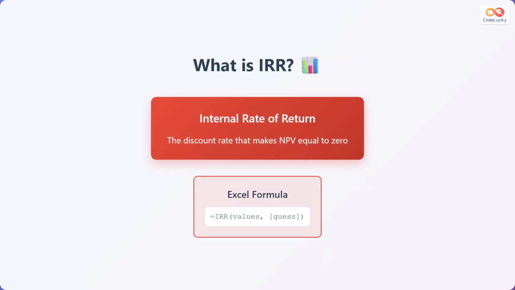Now let's understand IRR. IRR, or internal rate of return, is the discount rate that makes the net present value of all cash flows from a particular project equal to 0. The Excel formula for IRR is =IRR(values, [guess]), with an optional guess value within square brackets.